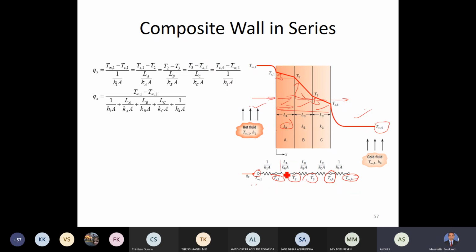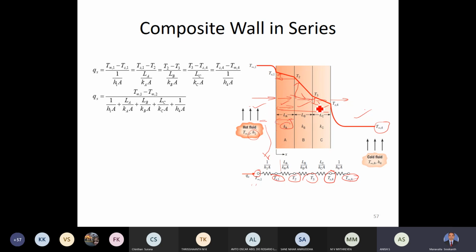Now we will connect these temperatures with the resistances. First we have the convection resistance here. The convection resistance formula is 1 by hA, where h1 is the heat transfer coefficient, so this is 1 by h1A. Then we have this conduction resistance. Conduction resistance is L by kA, where L is the thickness, k is the conductivity, and A is the surface area.